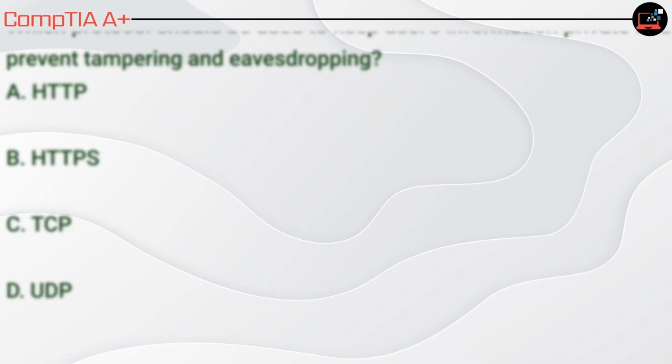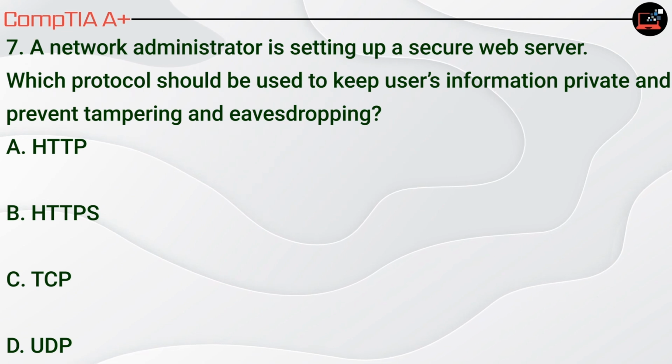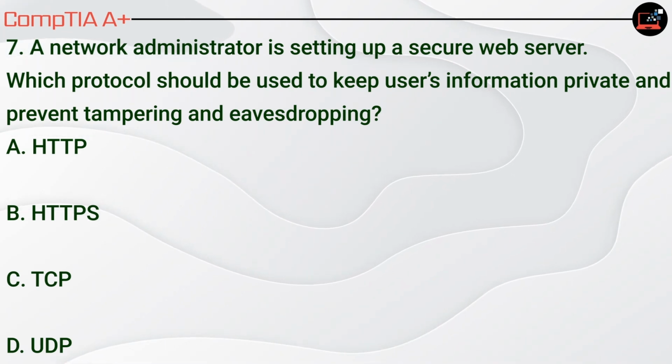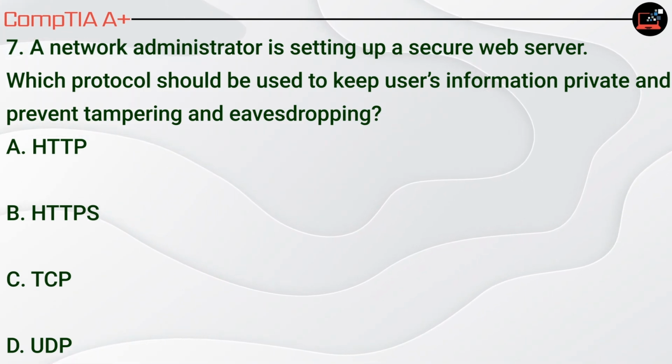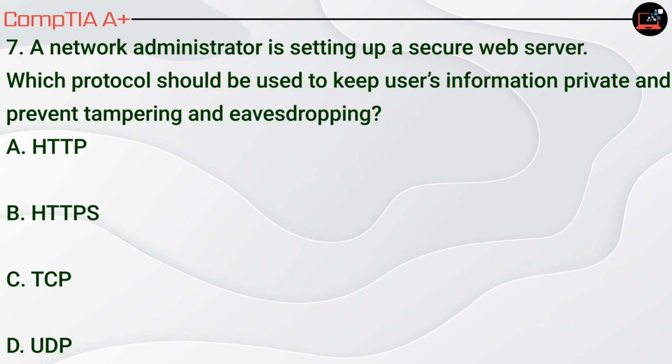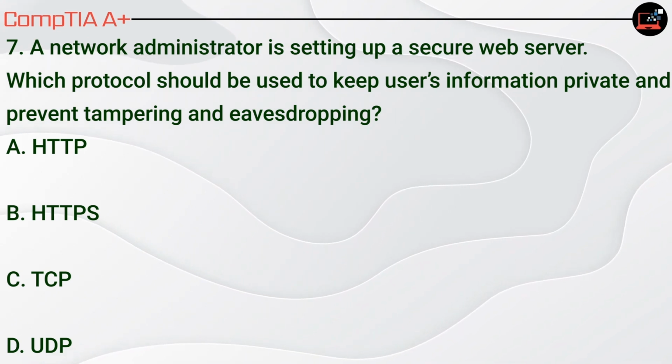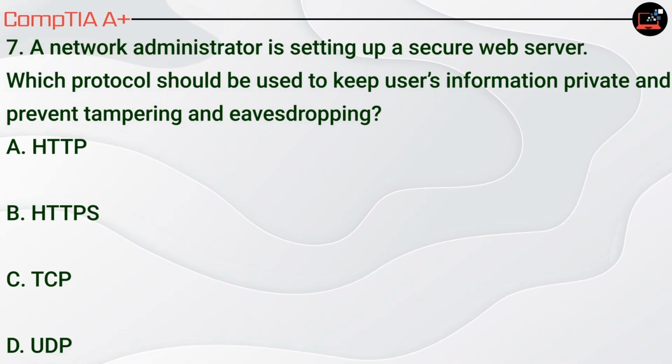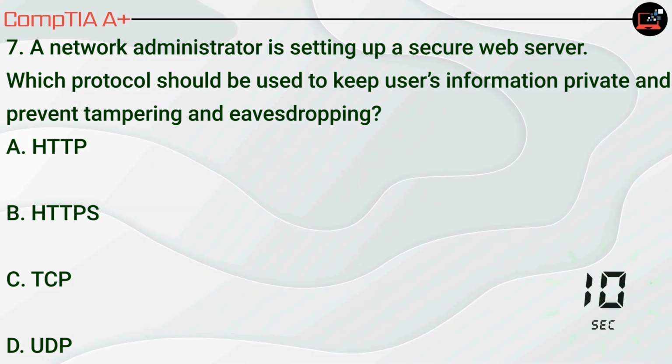7. A network administrator is setting up a secure web server. Which protocol should be used to keep users' information private and prevent tampering and eavesdropping? A, HTTP, B, HTTPS, C, TCP, D, UDP.